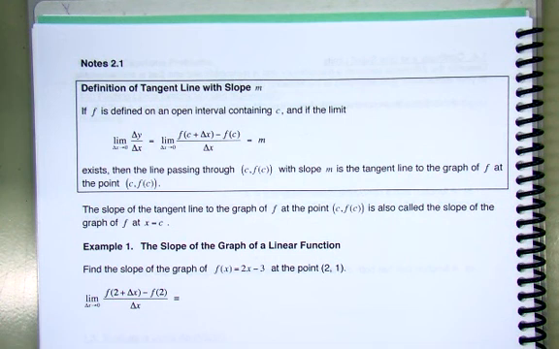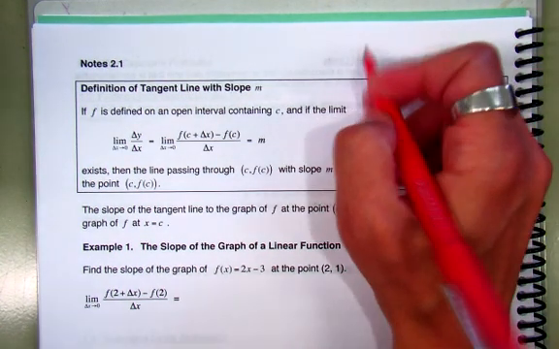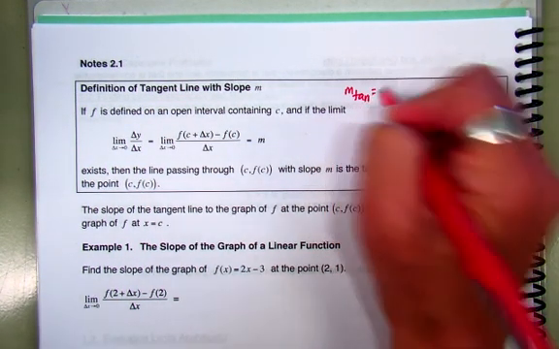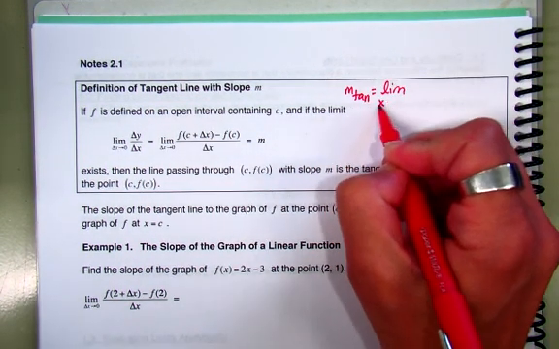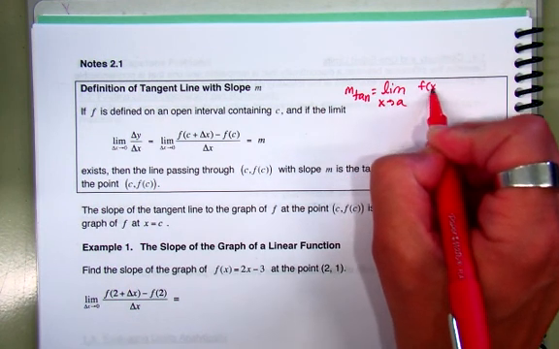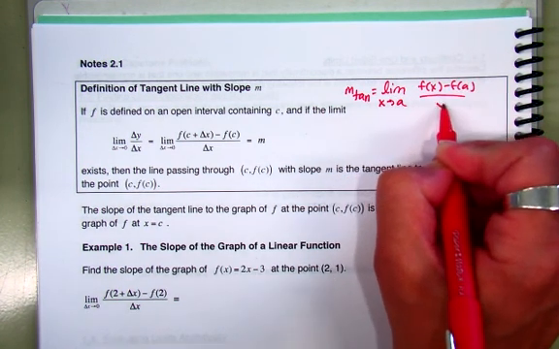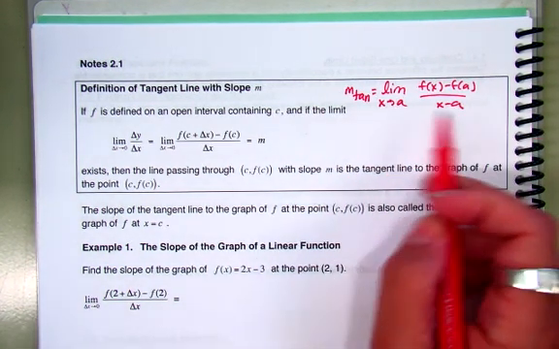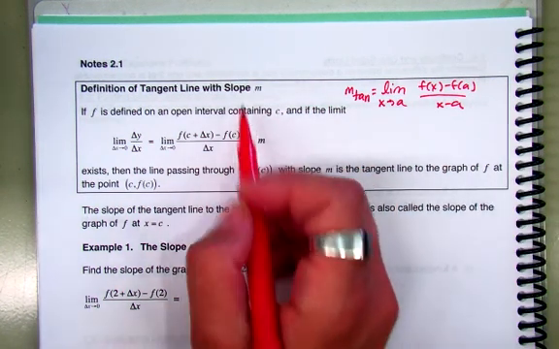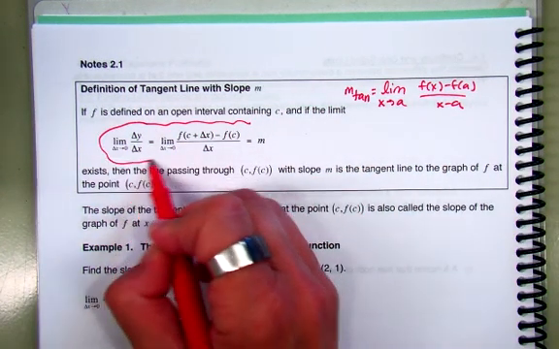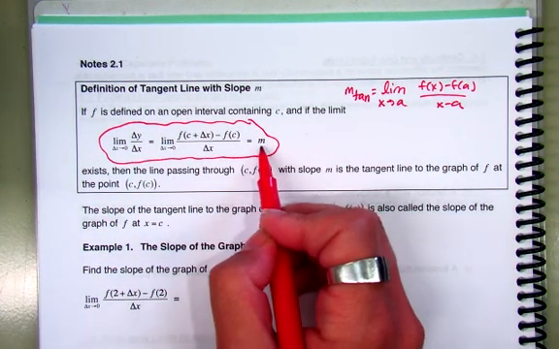Now, I need another marker. Hold on. I had actually given you a slightly different equation. We had said that the slope of the tangent line before was the limit as x approaches a of f of x minus f of a over x minus a. We're going to change that a little bit and use this new definition of the slope of a tangent line.